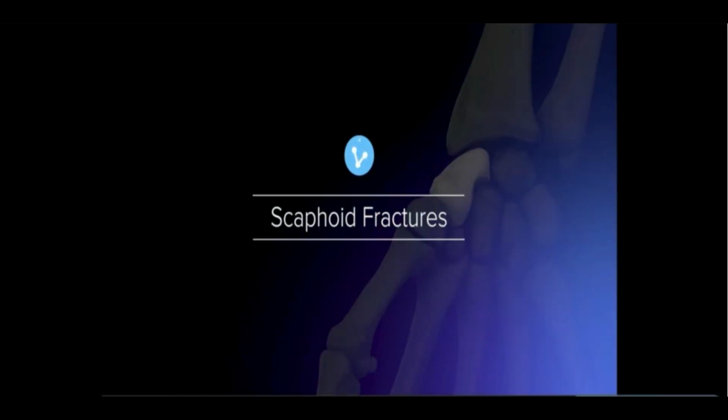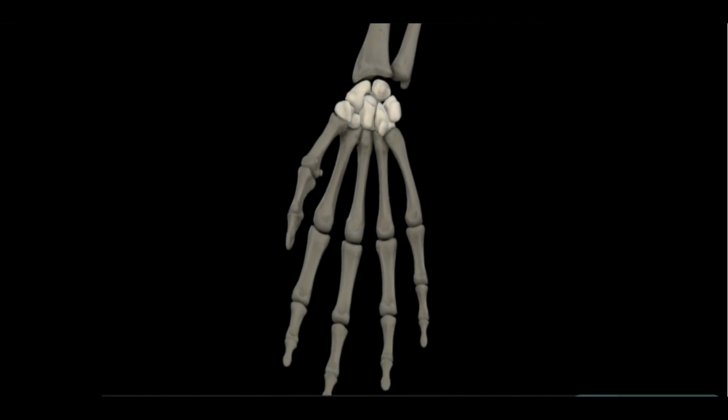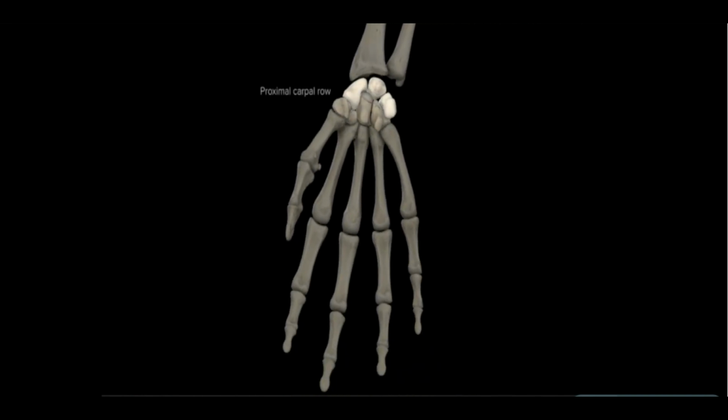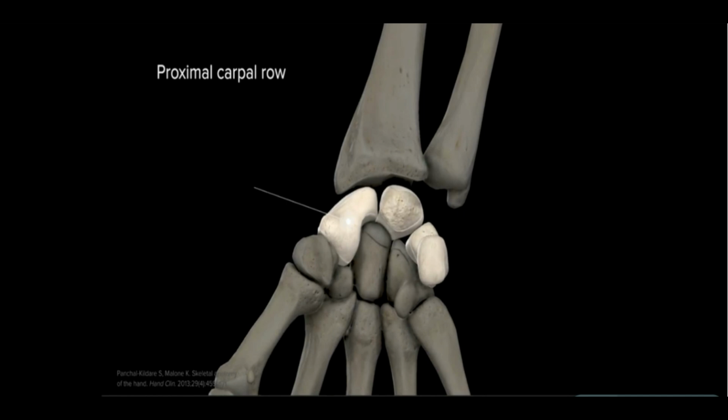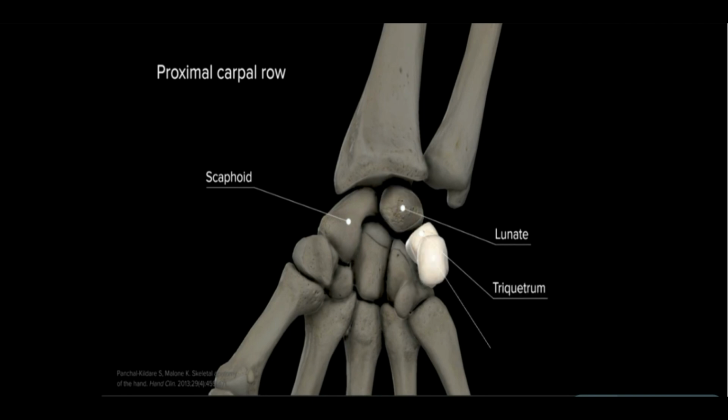Anatomy of the scaphoid as it relates to scaphoid fractures. We'll first discuss the two carpal rows of the wrist, the proximal carpal row and the distal carpal row. There are 8 carpal bones, 4 bones in each of the 2 rows. Within the proximal carpal row, going radial to ulnar respectively, we find the scaphoid, the lunate, the triquetrum, and pisiform.